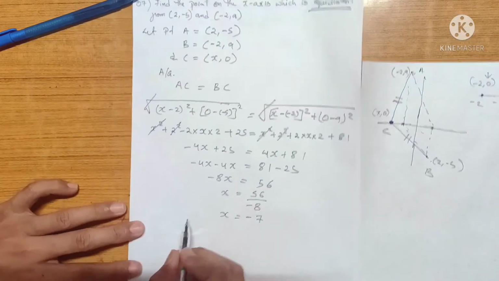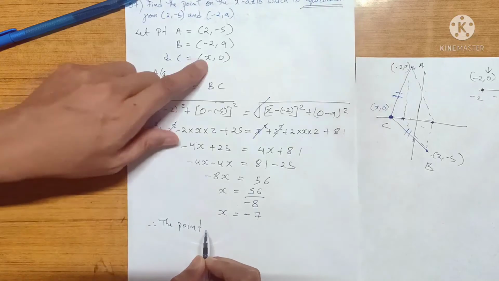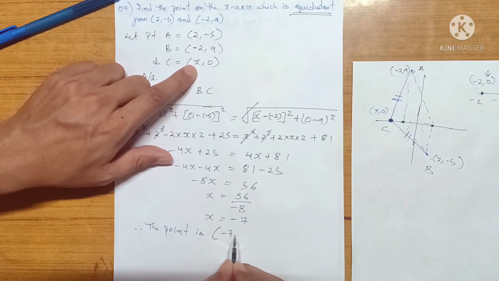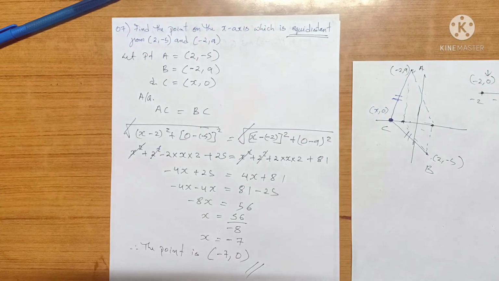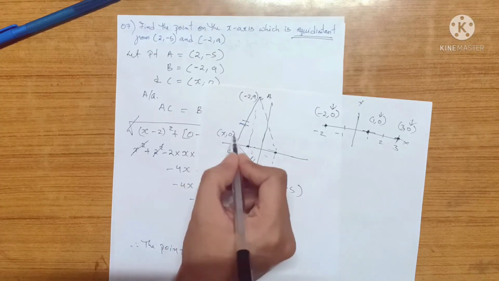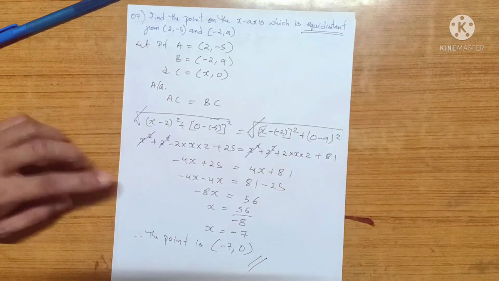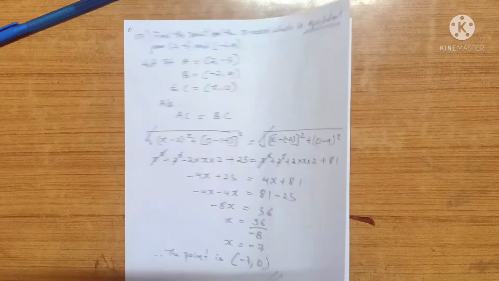Therefore the point, we took the point as x, 0, is minus 7, 0. That's it. Understood? So this is lying at minus 7. See, I told you it will be a little further away. So minus 7, 0. That's it. Let's move on to the next question.